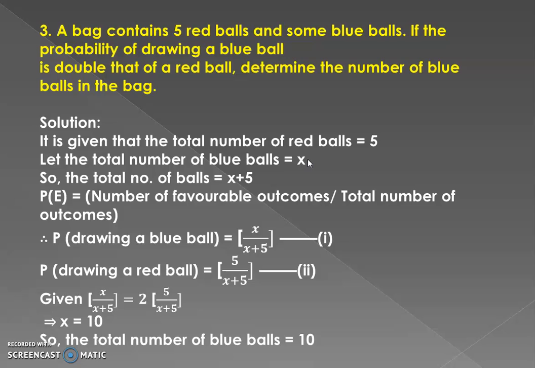So total balls will be x plus 5. So the probability of drawing a blue ball will be x by x plus 5. That is, favorable outcomes are x and total are x plus 5. Probability of drawing a red ball will be 5 by x plus 5. And it is given that the probability of drawing a blue ball is double that of the red ball. So this is twice of this probability.